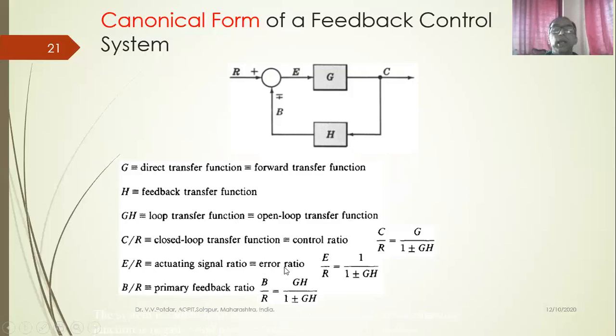Actuating signal ratio or error ratio. So E by R is equal to 1 upon 1 plus or minus G into H. And B by R is called as primary feedback ratio. That is equal to G into H upon 1 plus or minus G into H. So these terminologies we have to remember. Questions might be asked based on these terminologies. Okay. Let us go further.